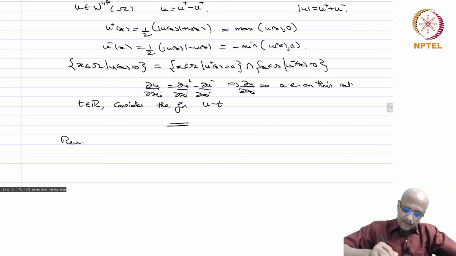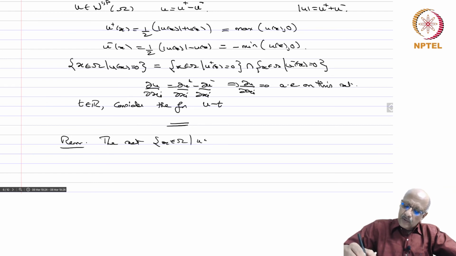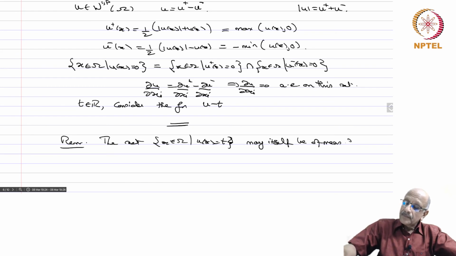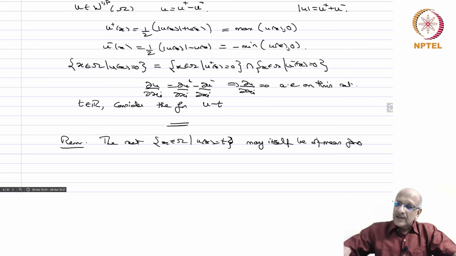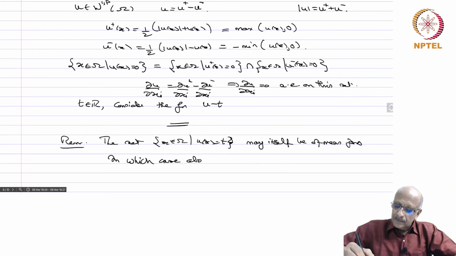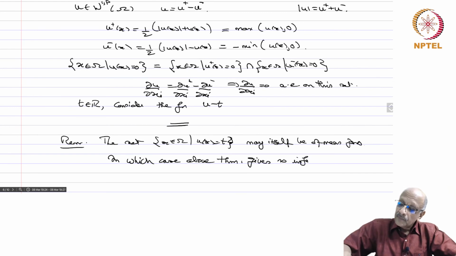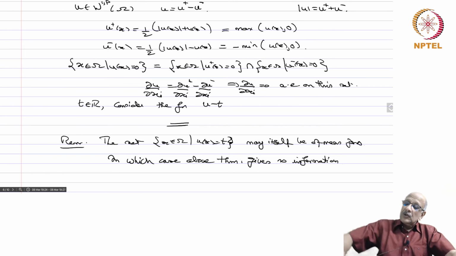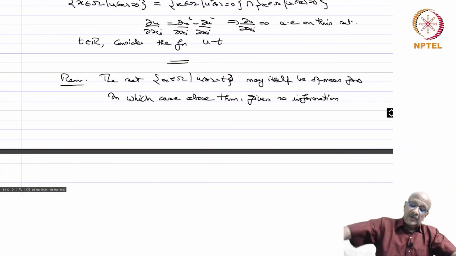Of course, remark, the set of x in omega such that ux equal to t may itself be of measure 0, because very often you have smooth functions; unless the function is flat, given any value, the set where it takes this value will be a set of measure 0, in which case the above theorem gives no new information, because you are saying something is 0 almost everywhere. Well, it may not even be 0 at all, because the set itself is of measure 0.